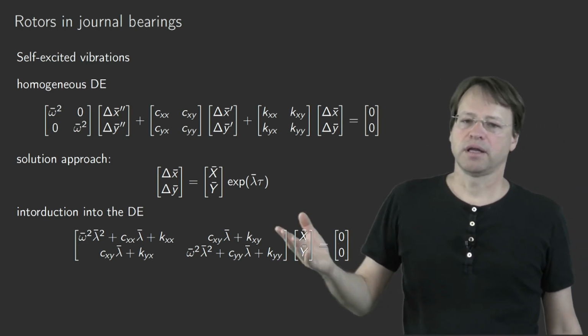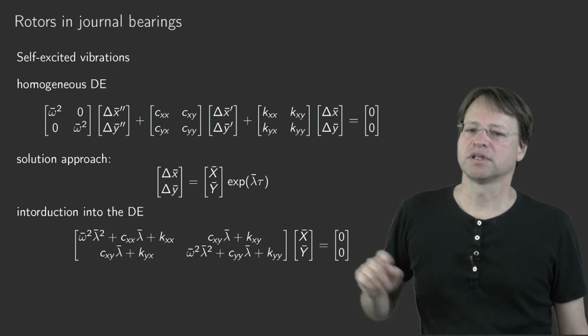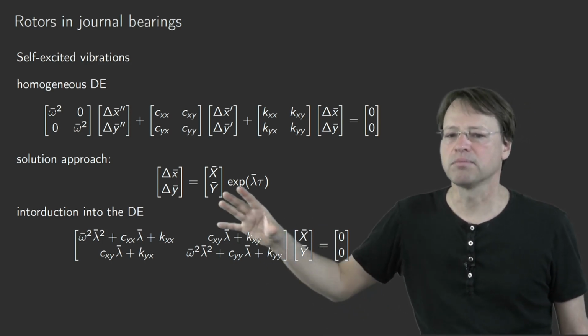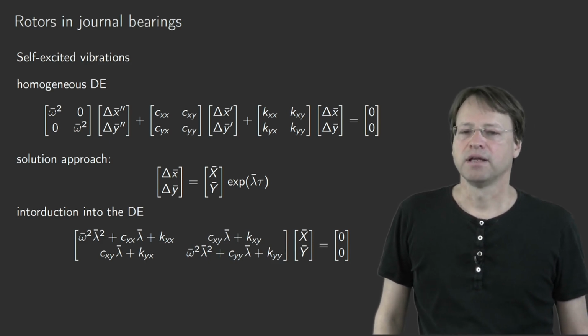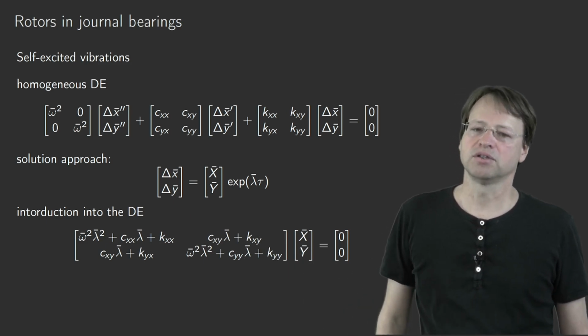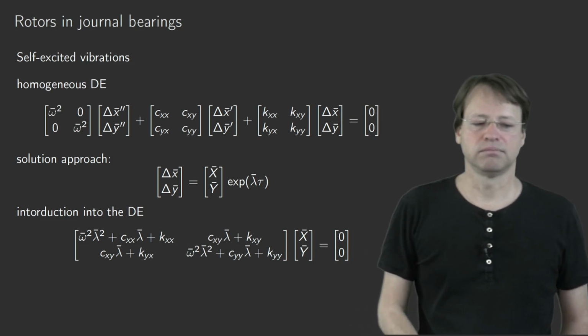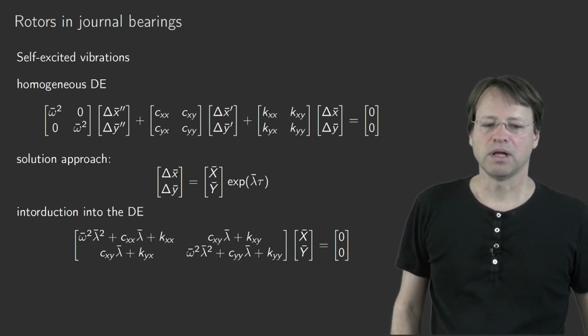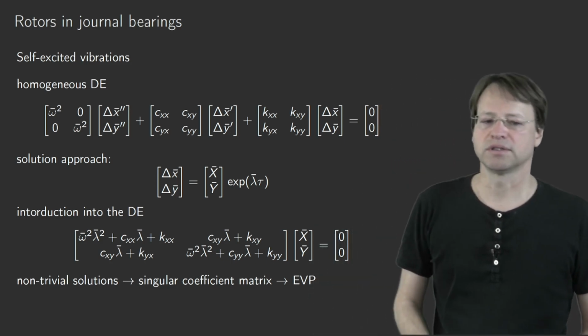And again, non-trivial solutions for the two amplitudes, x bar and y bar, are obtained if the matrix is singular, and the coefficient matrix is singular if the determinant of that coefficient matrix vanishes. And this is an eigenvalue problem, namely for these values of lambda bar. Well, let's formulate that eigenvalue problem. Here you can see it once again.